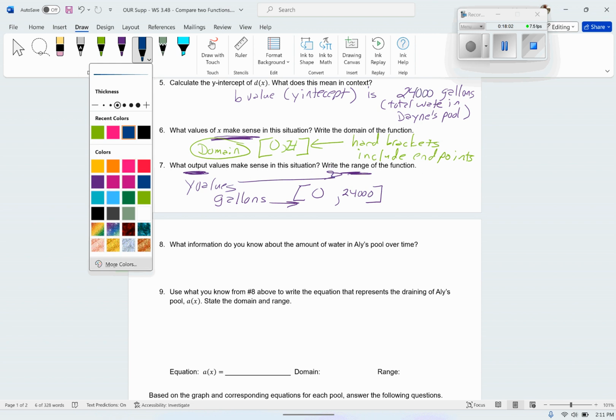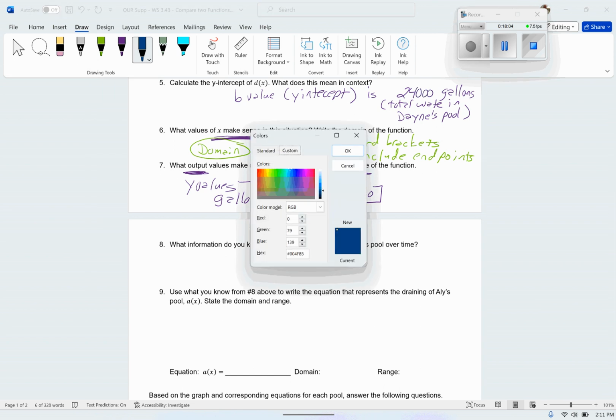Let's pick more colors. I want to find some more colors. That's an okay color. All right, cool.